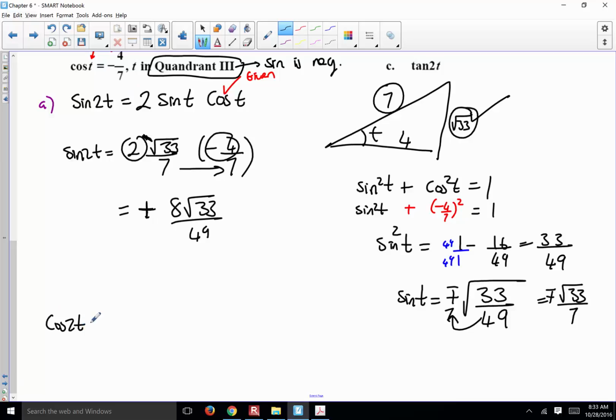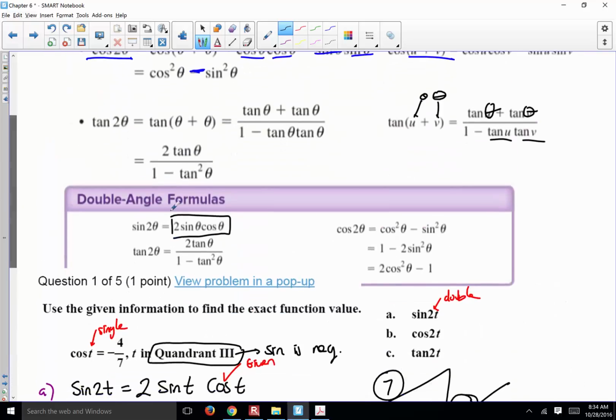Now for cosine 2t, you guys have plenty of options. You can use this, that, or the last one. But only one of them makes the best sense. Which one? According to what's given. Let's say you didn't do part A. You don't know sine t yet. We found it, I know, but let's say you don't know sine t. Which formula would you use if the only thing you know is cosine t?